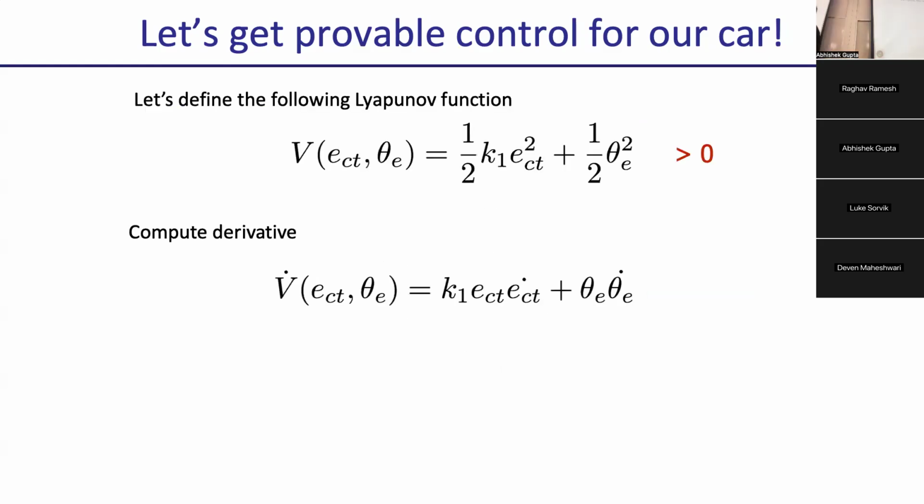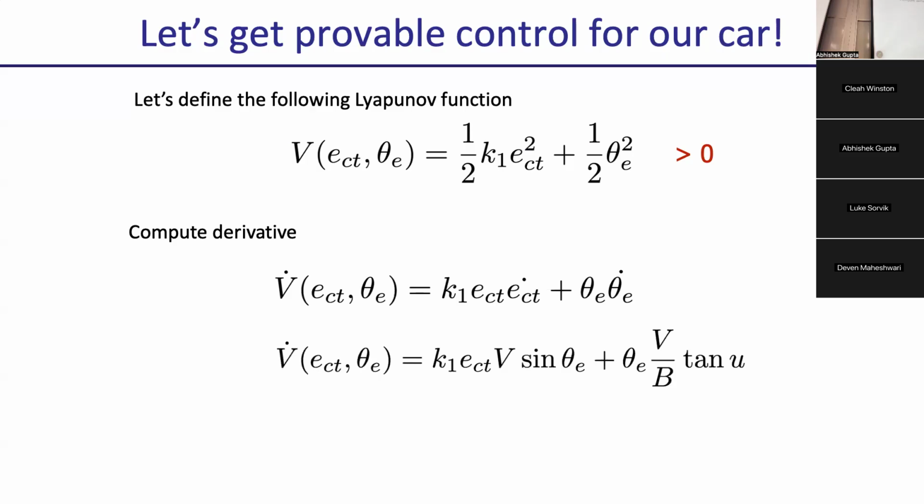But basically you can run through some algebra for the car, where you can choose a function that looks something like this. E cross track is the cross track error. Theta E is your steering angle. And if you choose a Lyapunov function like this, you can show that V dot for a particular control law will be negative. You can show that V will always be positive. And so you'll get a stable controller for your car.